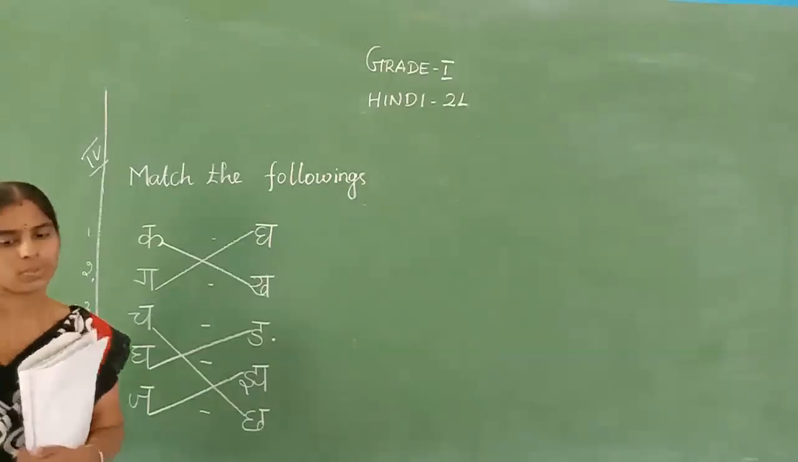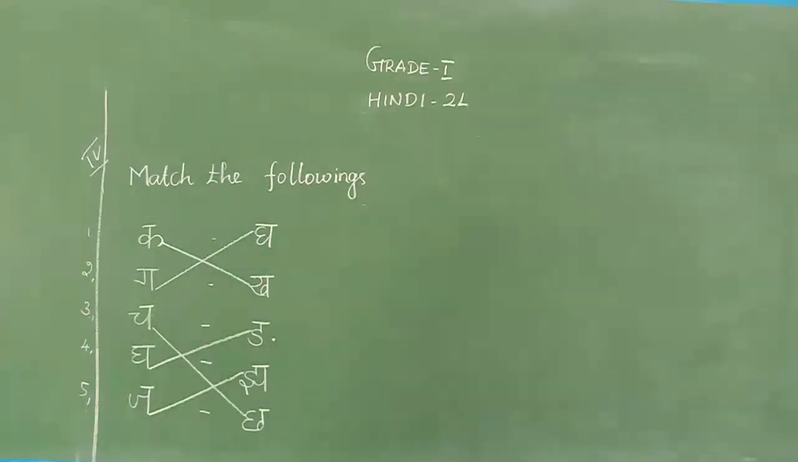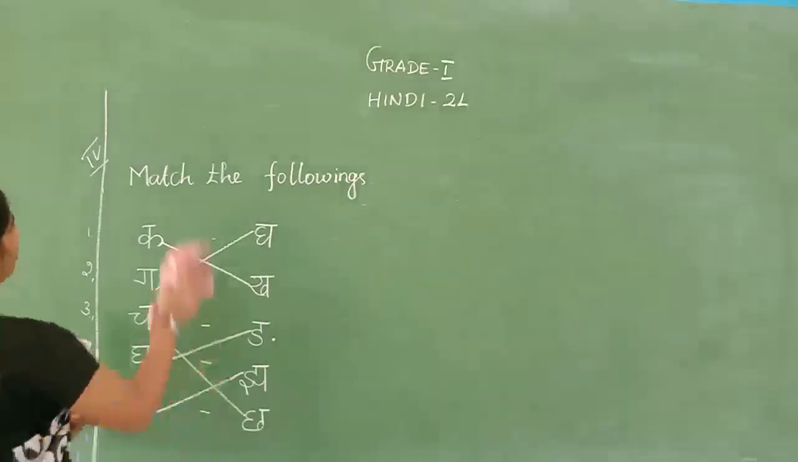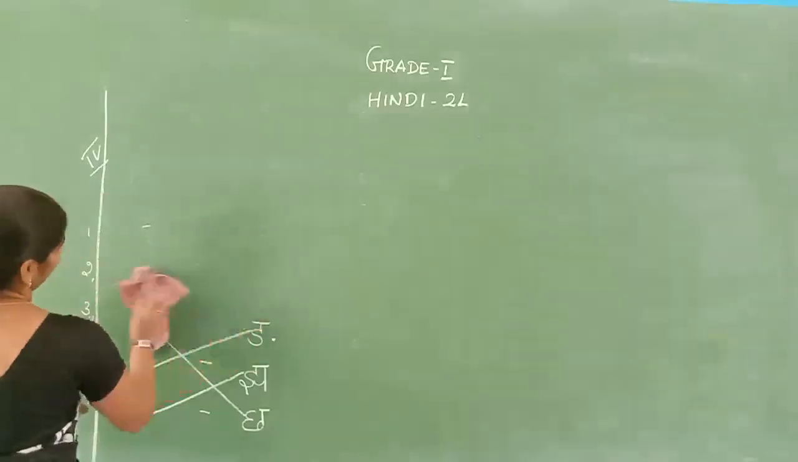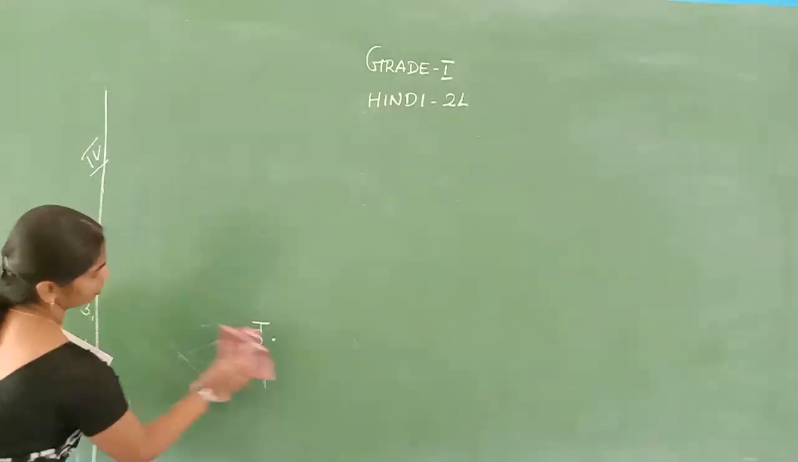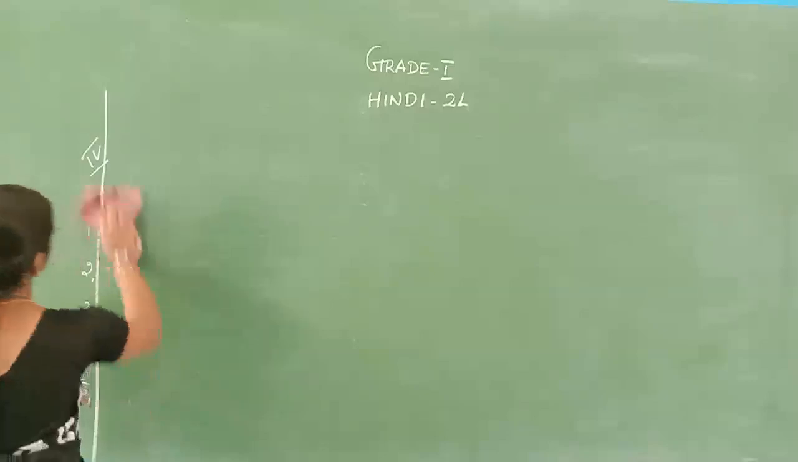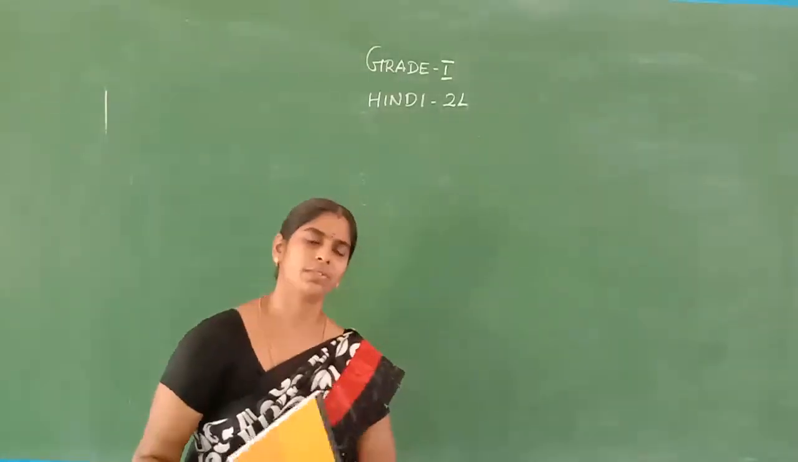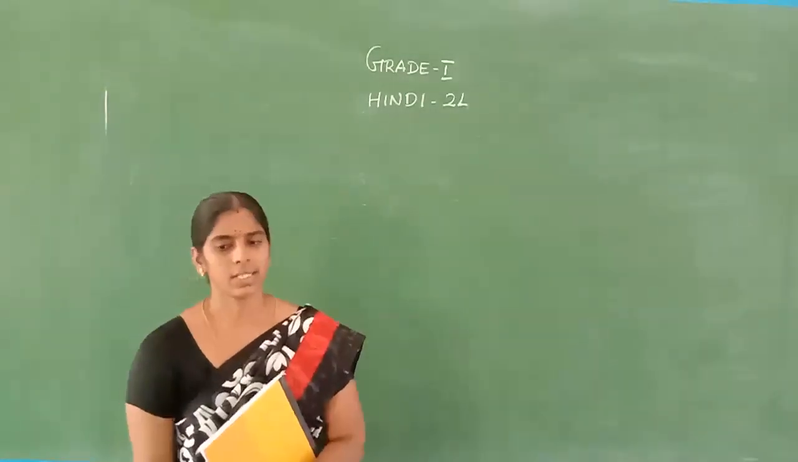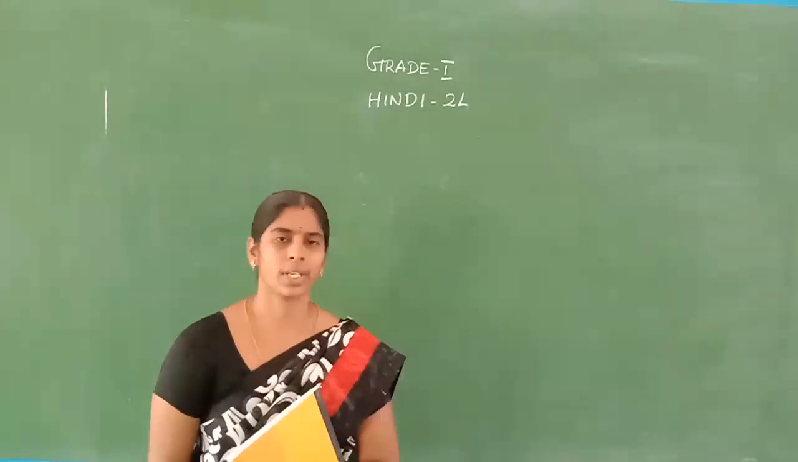Complete this one also. Okay, right, children. Over. This is our consonants. First two lines we have to finish. Consonants, first two lines we have to finish. And in the next class, we will see the next two lines. Okay, children. Bye.